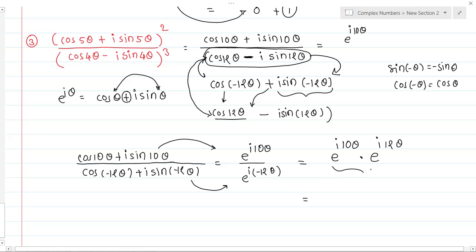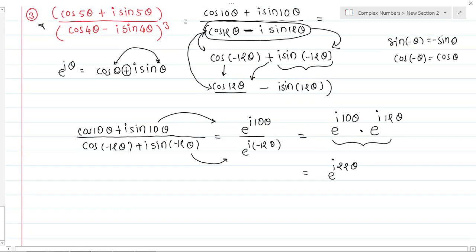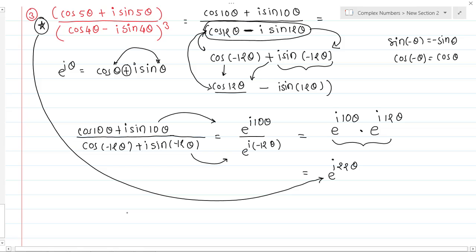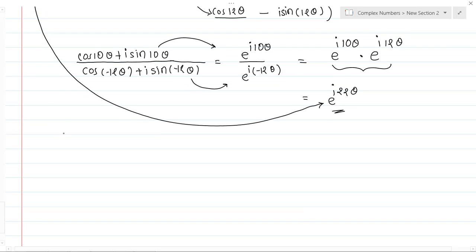So if I combine these two, what happens? The base is the same and we have multiplication, so we add the powers. e raised to i (10 plus 12), which becomes 22 theta. Don't you think it's simple? Now see what happened? This part is reduced to this part. Whether you equate to this or that, we get the final answer. So e raised to i 22 theta equals what?